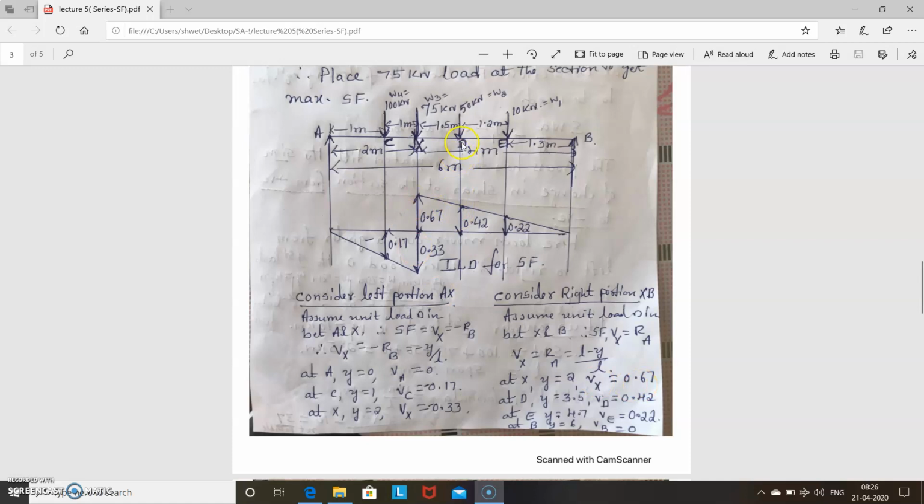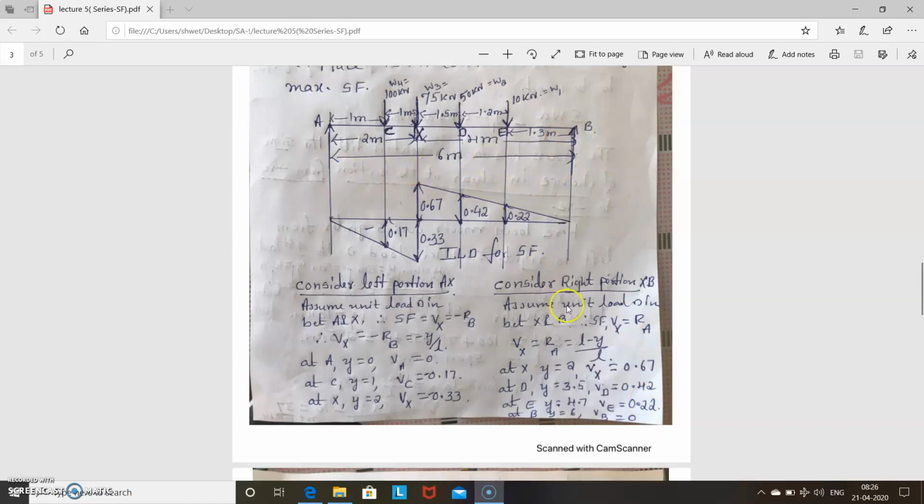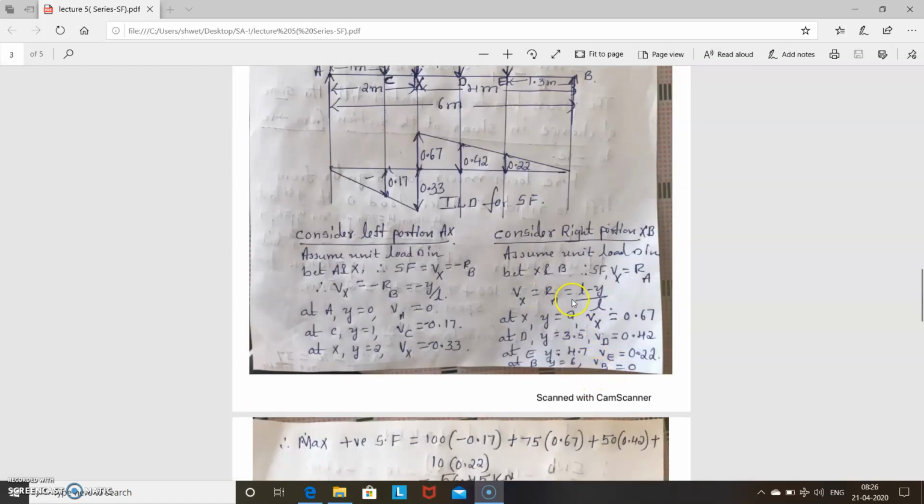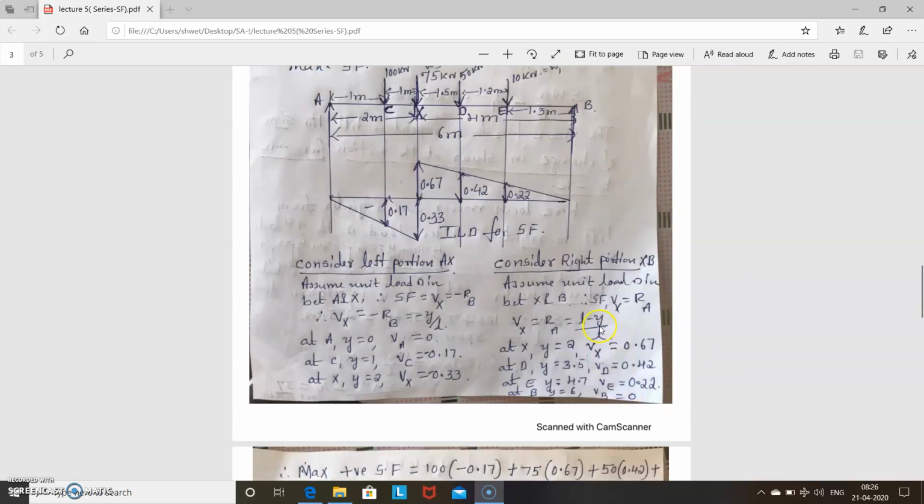Like that, find at D, the distance is 2 plus 1.5, 3.5. You get this. Next at E, 3.5 plus 1.2, that is 4.7. If you substitute in this, you get this value 0.22. Next at B, what is Y? Y is equal to the full distance, that is equal to 6. So 6 minus 6 divided by 6 equal to 0. So that is over.